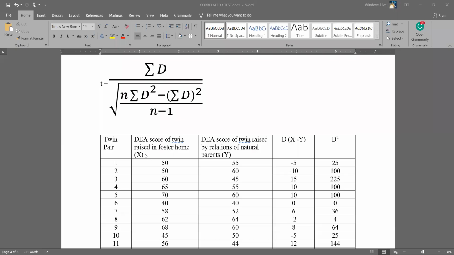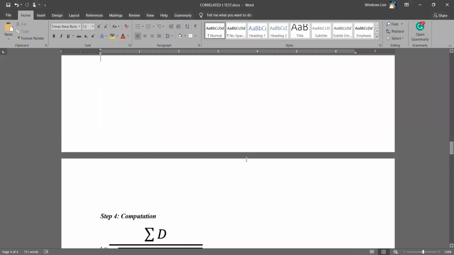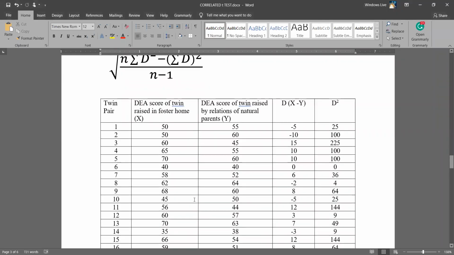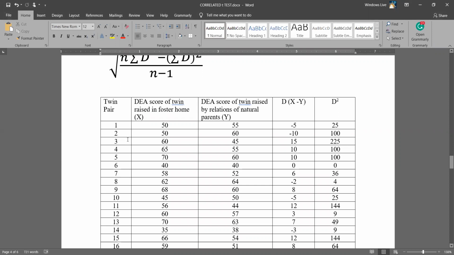D simply has to do with, you remember one of the assumptions I said, you need to find different scores. It means you're supposed to find the difference between the first score and the second score because they are related. They are the same scores. So it means we would subtract 55 from 50. So D is equal to, that's why I've indicated D is equal to X minus Y.